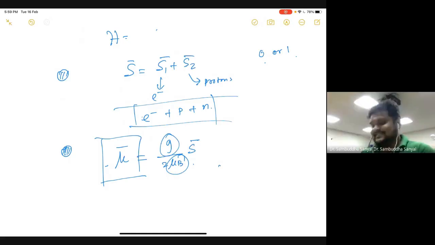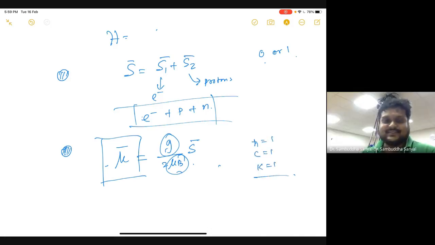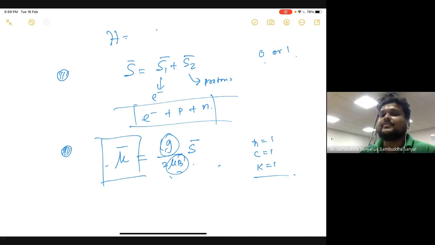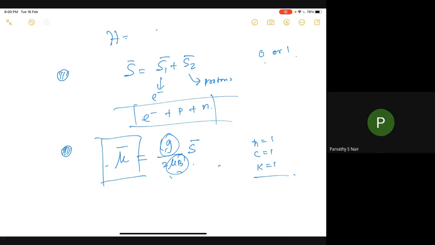So we should sometimes wear experimental hats and look at numbers, because we theorists always ignore these things, which we should not. Like we take h bar equal to 1, c equal to 1, k equal to 1, and all those things. So in my head I took that. To talk about nuclear spin effects, you need a very strong magnetic field.